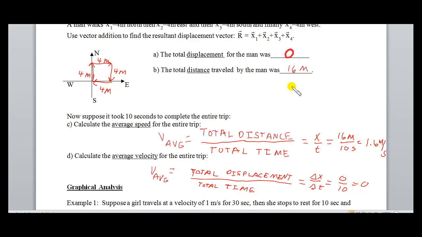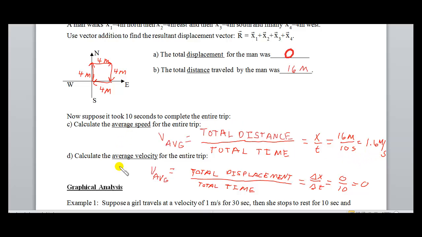gives me 16 meters. Now, to calculate the average speed, average speed is a scalar quantity, and so it should be expressed in terms of a scalar quantity. Distance is a scalar quantity over the total time, so we can write this as x being our distance and t for time. In this case, the total distance traveled around this trip was 16 meters, and it took 10 seconds, according to our information here. So our average speed was 1.6 meters per second.